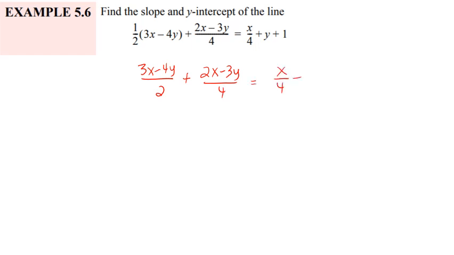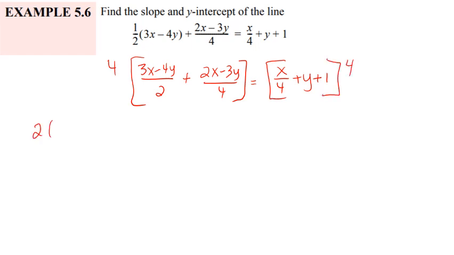So now that I've done that, I can go into the LCM trick. So I'm going to multiply this by 4 and then multiply this by 4. So 2 goes into 4 2 times. So I have 2 times 3x minus 4y plus 4 goes into 4 once. So that's 2x minus 3y. And then 4 goes into 4 once. So that's x. Y times 4 is 4y. And 1 times 4 is 4.